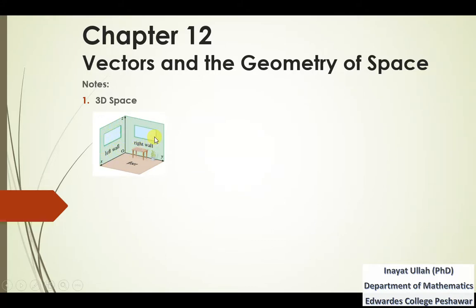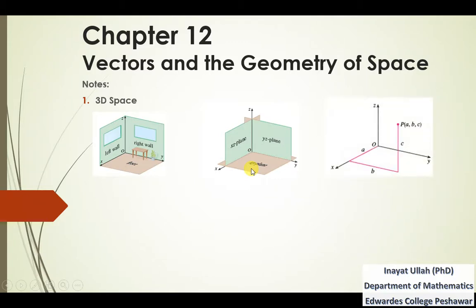And similarly, this wall, which is actually the right wall, is made of y and z axis, so that is actually called yz plane. So there are three planes: xy plane, yz plane, and zx or xz plane, which is denoted here. You see, this is xy plane, yz plane, and zx plane.